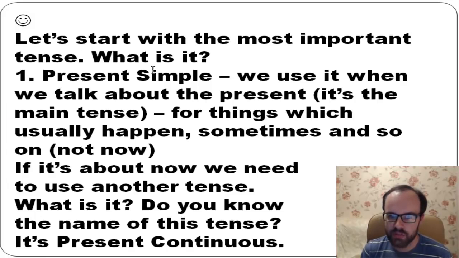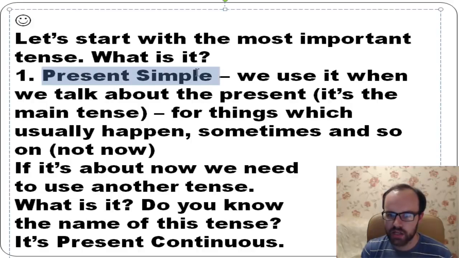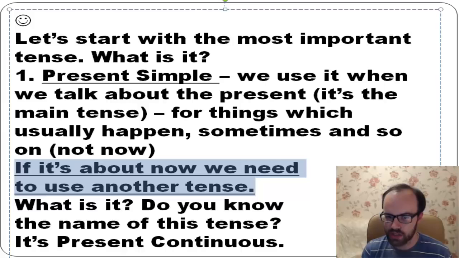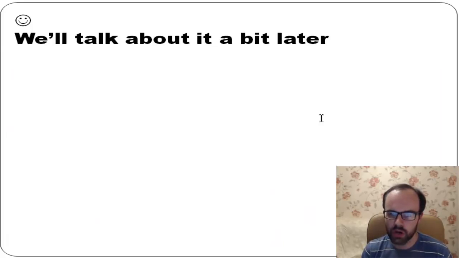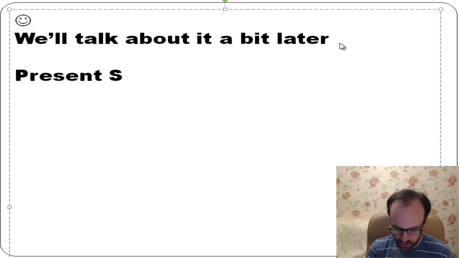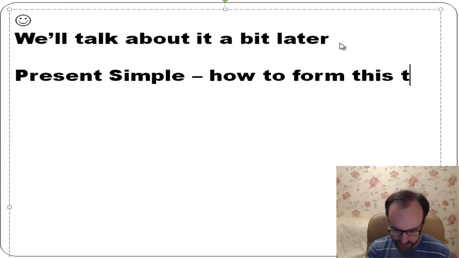Let's start with the most important tense. What is it? It's present simple. We use it when we talk about the present. It's the main tense, for things which usually happen, sometimes and so on. Not now. If it's about now, we need to use another tense. It's present continuous. We'll talk about it a bit later. Okay, so let's talk about present simple. How to form this tense?